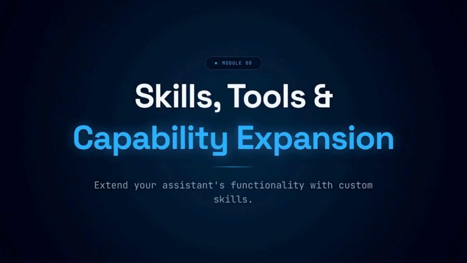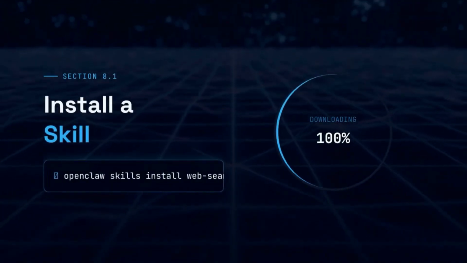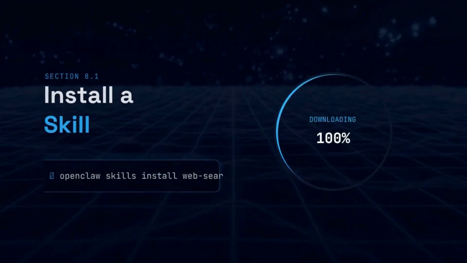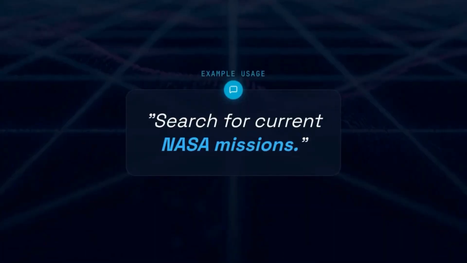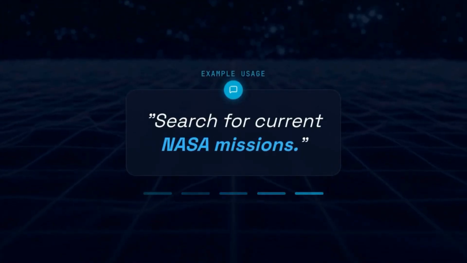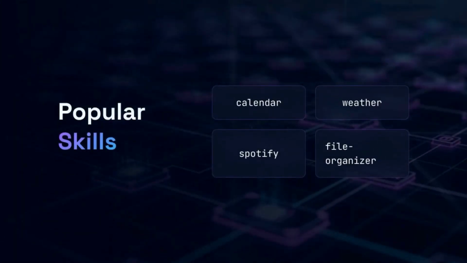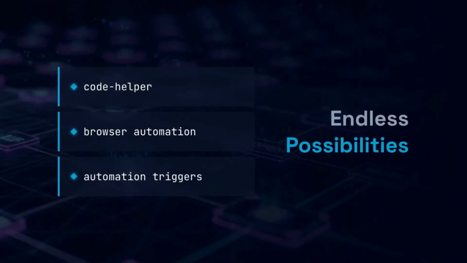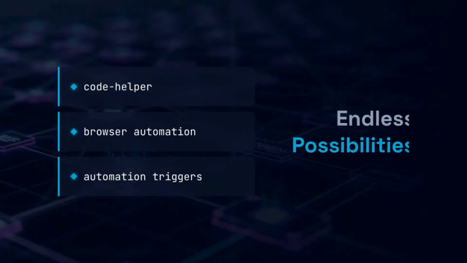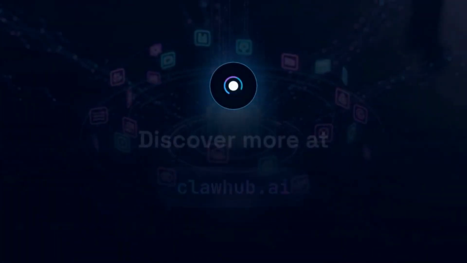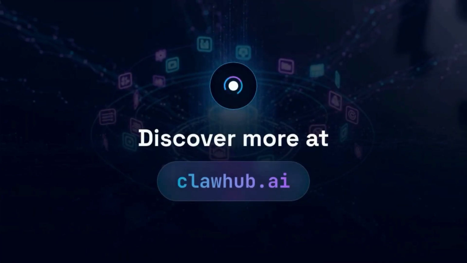Skills expand OpenClaw's capabilities, acting as modular tools that extend what your assistant can do. To install one, type openclaw skills install web-search. Then you can say, search for current NASA missions, and it will execute using that skill. Popular options include calendar management, weather, Spotify control, file organization, code assistance, browser automation, and workflow triggers. Discover and install more skills anytime at clawhub.ai.